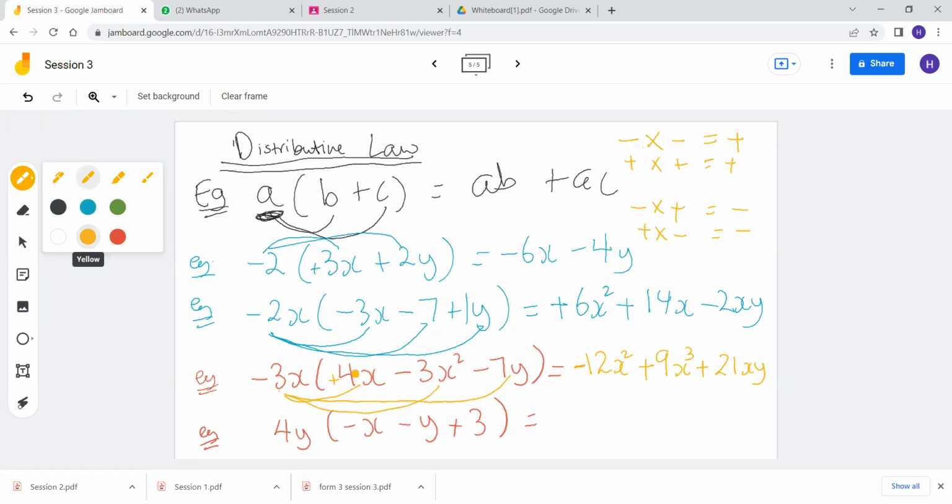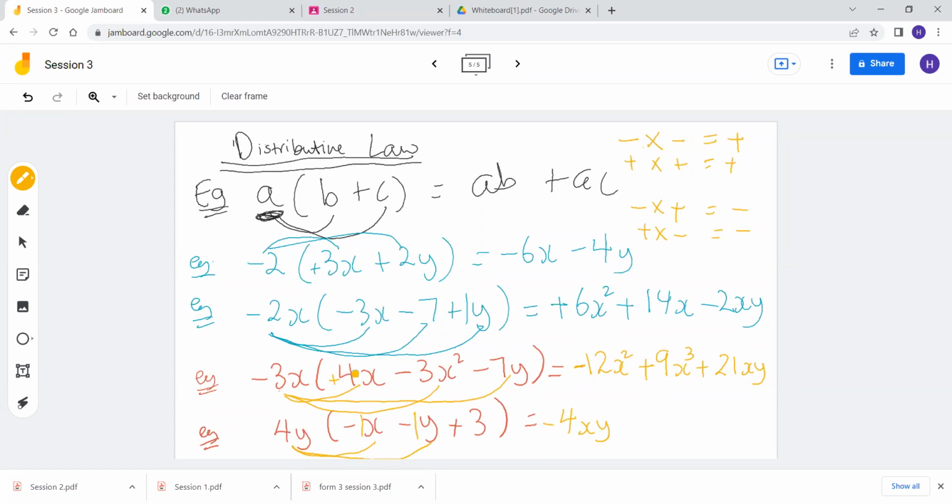Last one, 4 by, you can put your minus 1 here, you can put your 1 here, right? So know that the 1 is understood. So 4 by 1 is 4, plus by minus is minus, y by x is xy, yx, same thing, you can put xy or yx.